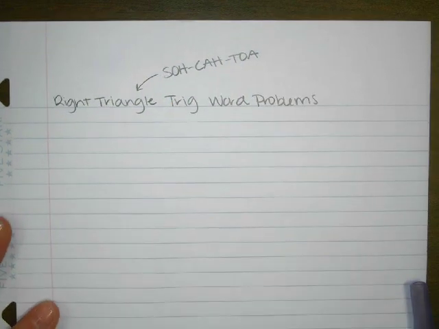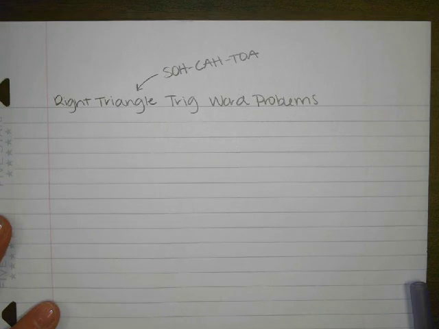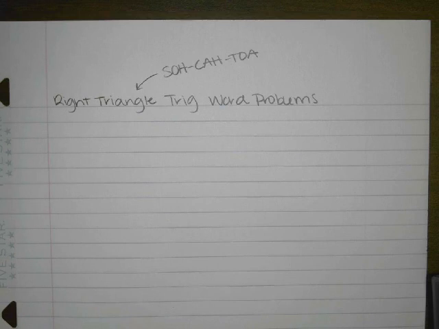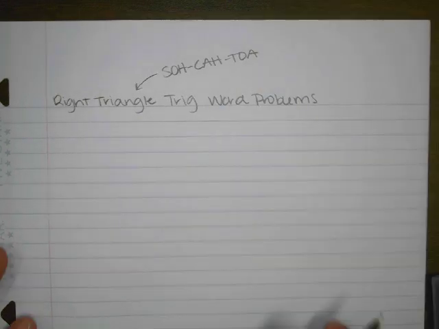So when we solve these word problems, we're going to use sine, cosine, and tangent. We are not going to use the other three trig ratios because they don't have buttons on our calculator. And that's the only reason we're not going to use those three.